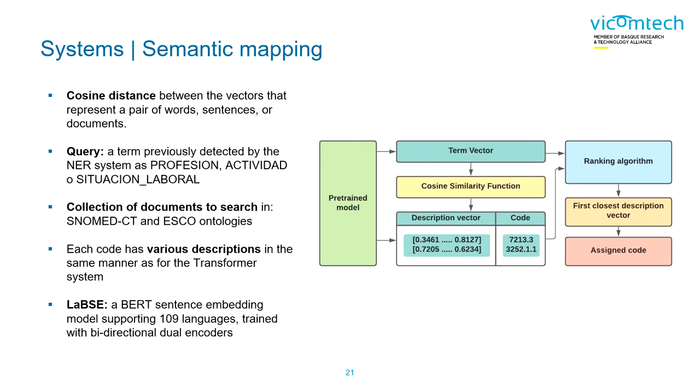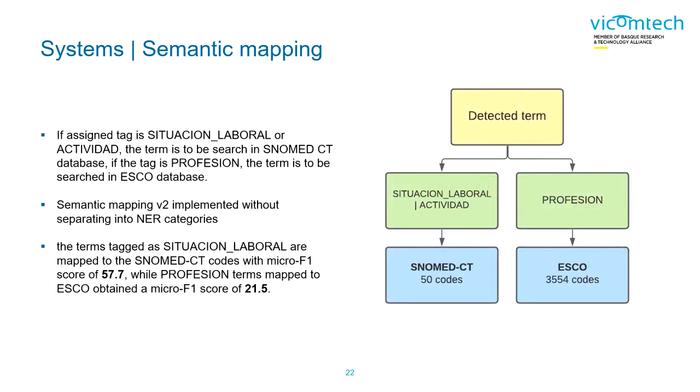We have experimented with different pre-trained language models to create a common vector space for terms and code descriptions, and selected the LaBSE model as the best performing. LaBSE is a BERT sentence embedding model supporting more than 100 languages. Since the type of a term is detected in a previous task, we experiment with the search collection. One system searches in SNOMED, CIE, and ESCO separately, and the second system searches in the database where both ontologies are united.